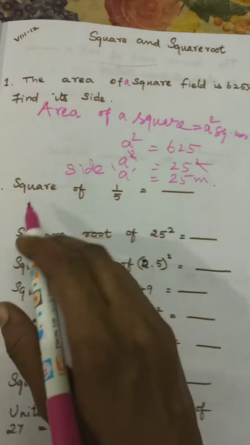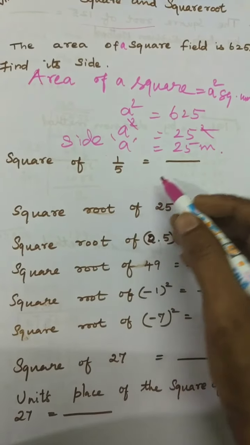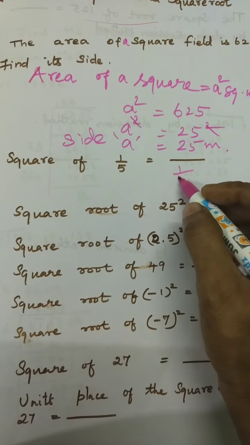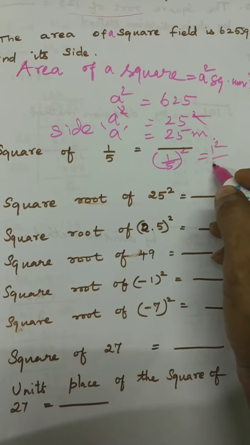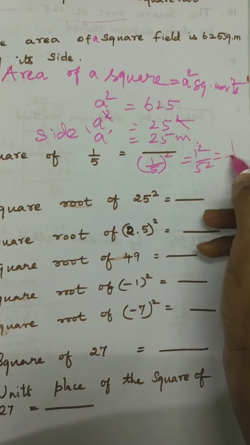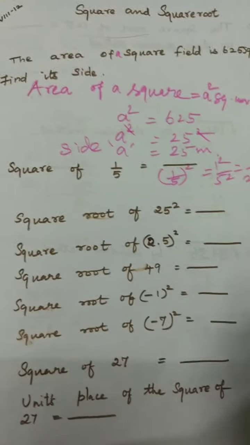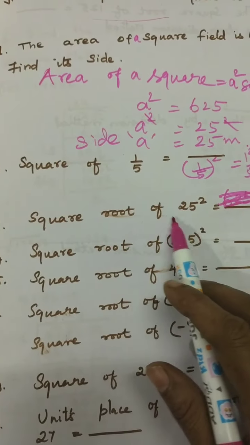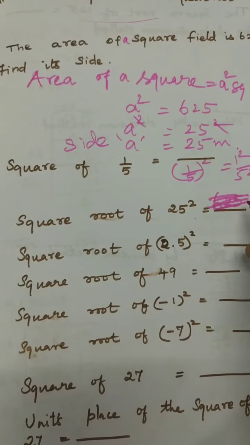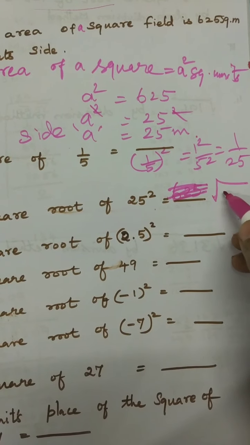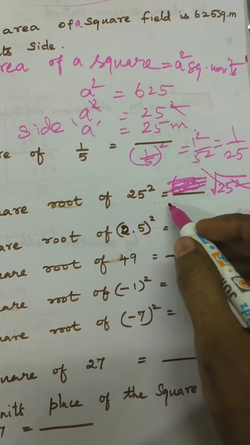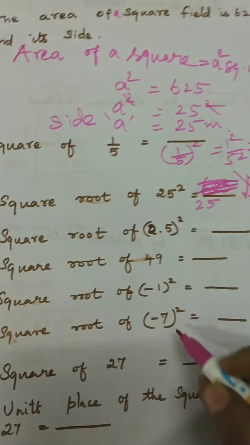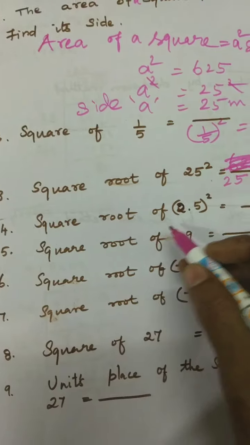Okay. We have to find the square of 1 by 5. Next question. 1 by 5, the whole square, is equal to 1 square by 5 square. That is 1 by 25. That's the answer. Square root of 25 square: you have to write square root of 25 square. Square and root get cancelled. The answer is 25.